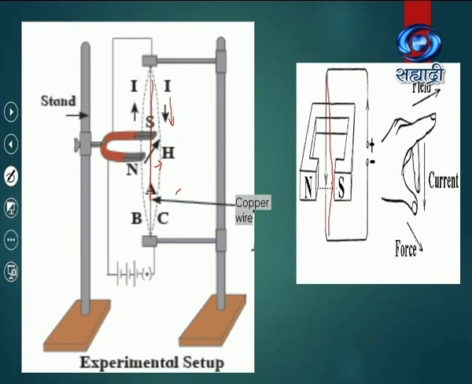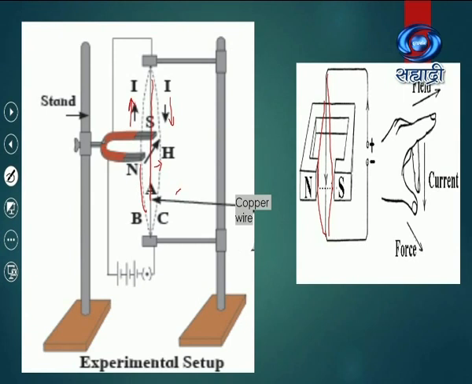And if we reverse the battery, the direction of current will also reverse. The current will start flowing from bottom to top. As you can see here, the wire will come to position B. So the wire will move in this direction, that is at B position.